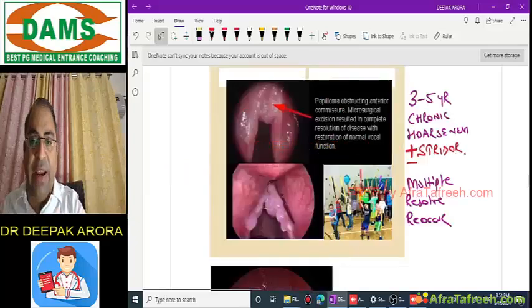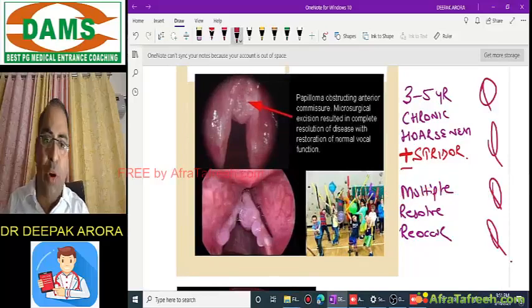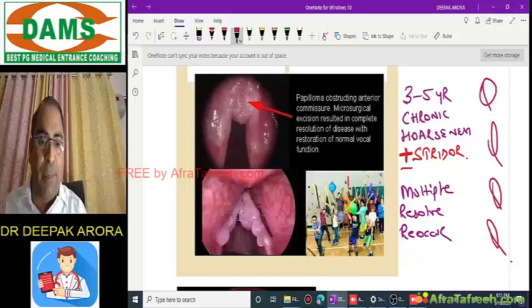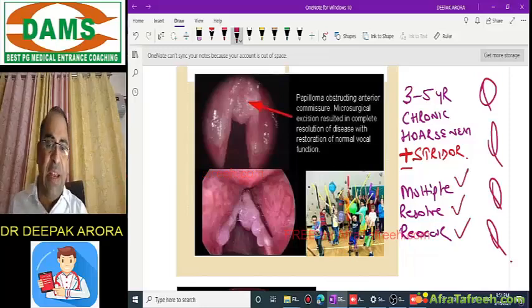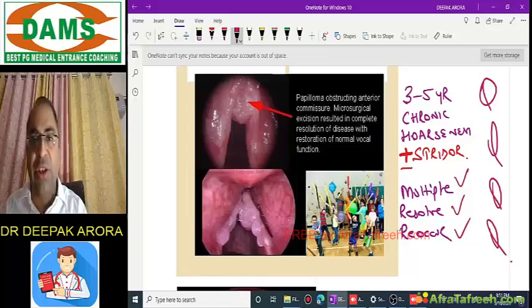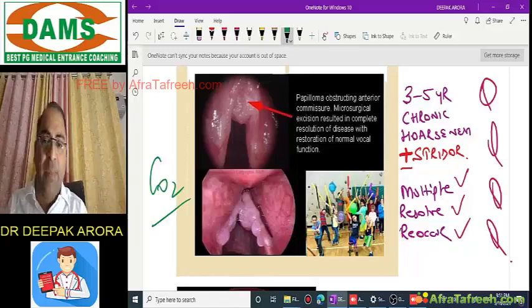One of the most important MCQs will be here. Age of distribution 3 to 5 years. Chronic hoarseness, dyspnea may not be there. We label it as papillomatosis. Juvenile papillomatosis will be multiple, resolve and reoccur. Senile will be single. This image is very crucial for your NEET examination. Just remember the treatment: CO2 laser. It is a pre-malignant condition.